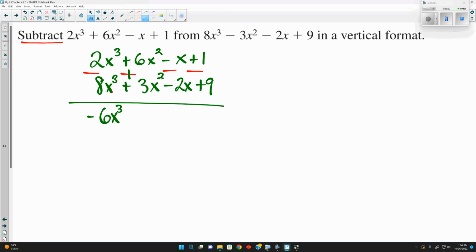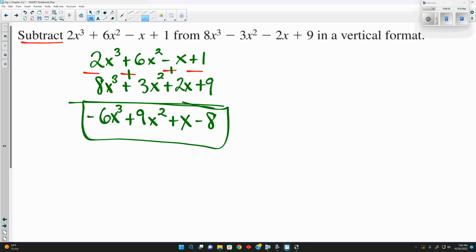So now we have 6x squared plus 3x squared is 9x squared. The next one, negative x minus negative 2x. Well, the negative and negative makes a positive. Negative x plus 2x is plus x. And 1 minus 9 is negative 8. That's it. Questions on any of this here? Ready for the next one?